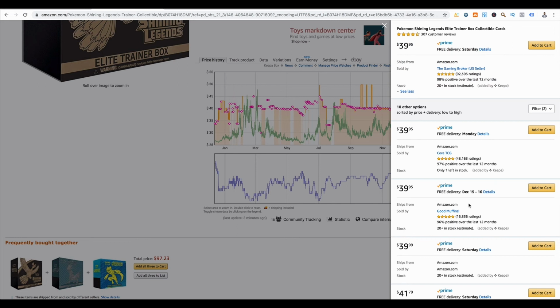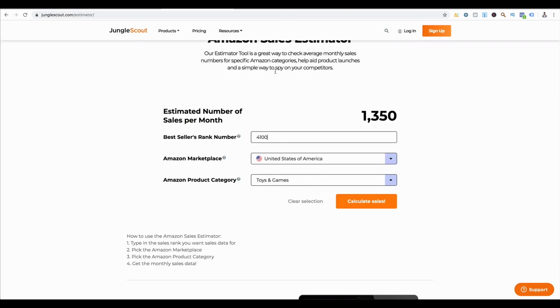But I'm pretty confident that it's just these 3. So there's 4 of us. So we go back over here. We know it's 1,350, and we divide it by the 4 of us, which comes out to roughly 337 units sold per month per seller.